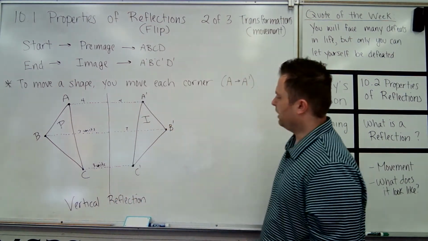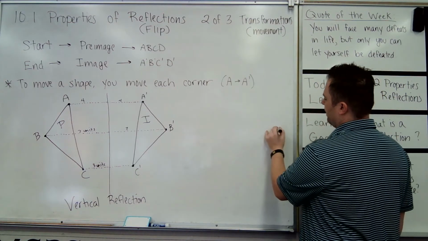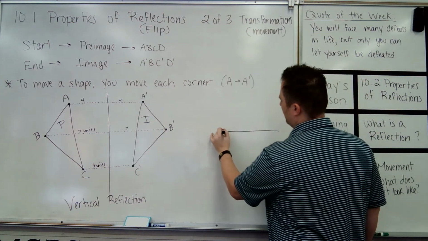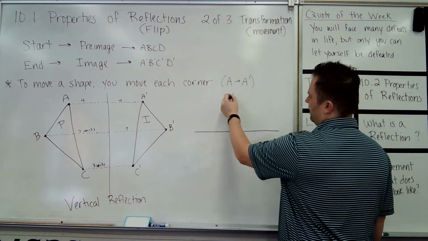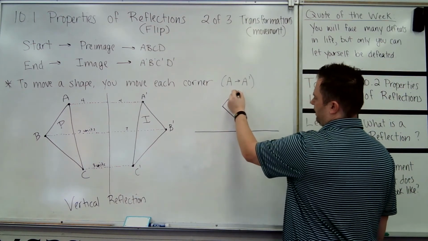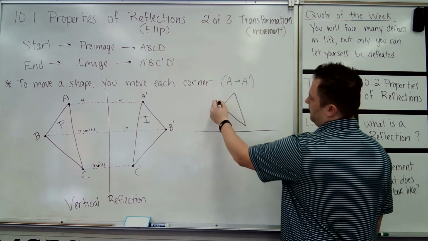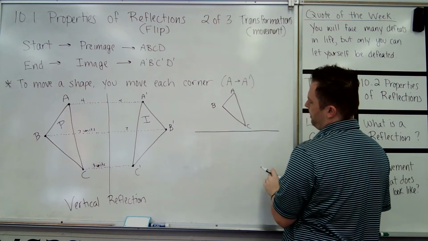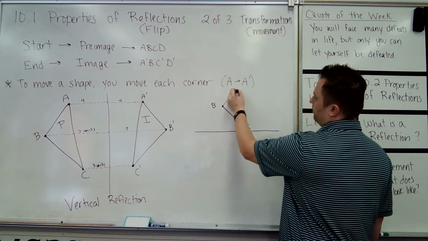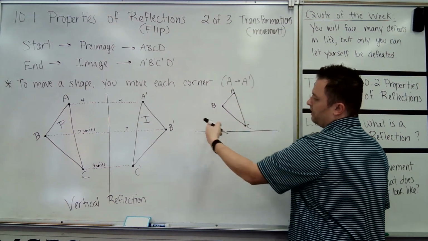There's also one more type of reflection, and what if the line was not vertical, but instead horizontal? So let's just say we have a shape that looks like this. Okay, it's a triangle again, because triangles are easier to see. We have B, A, and C. It means that we're going to once again do the same thing that we did in the previous example.